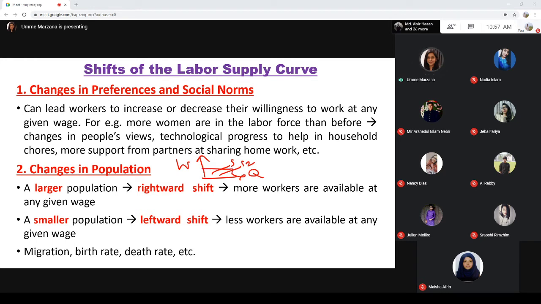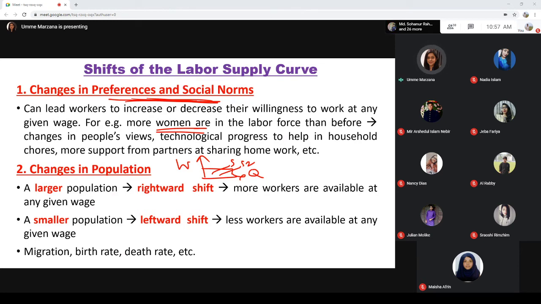That means at the same wage, when would more people be willing and able to work or less people may be willing and able to work? At the same wage, when the supply curve shifts to the right or shifts to the left. One of the reasons is people's views. So the way society works has changed. This time it has changed in favor of women. More women are willing and able to work.